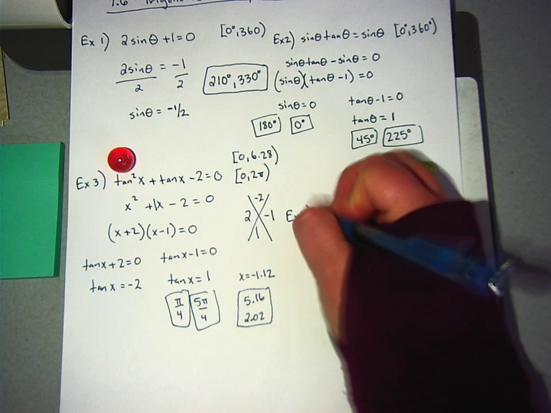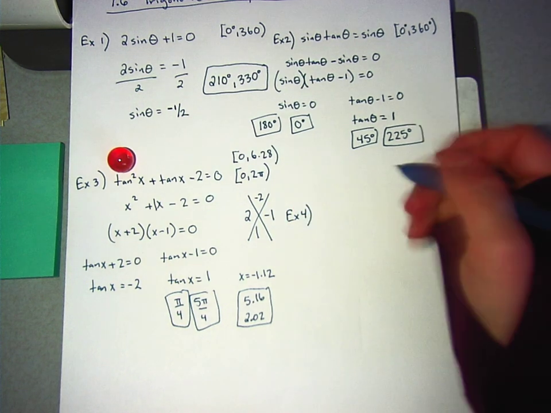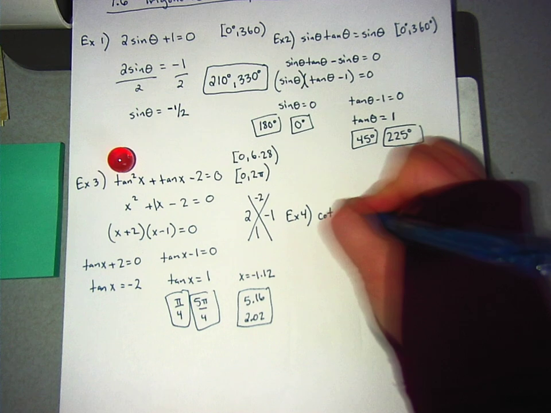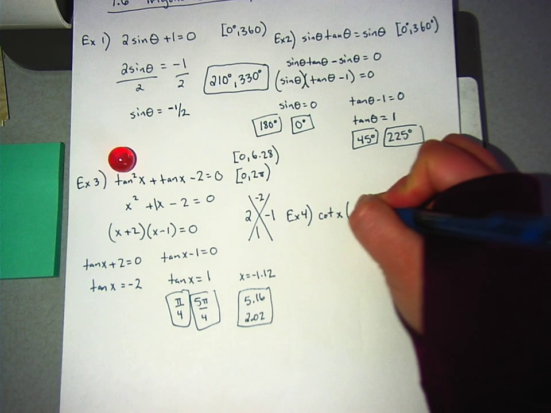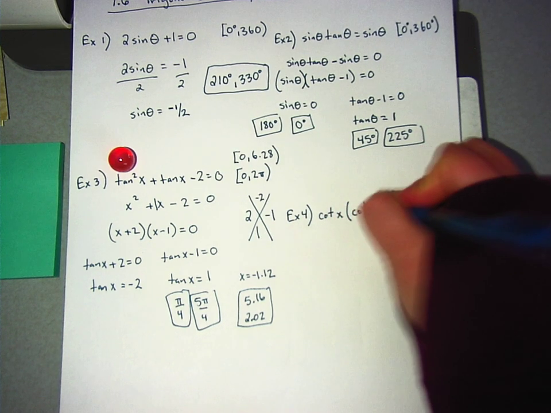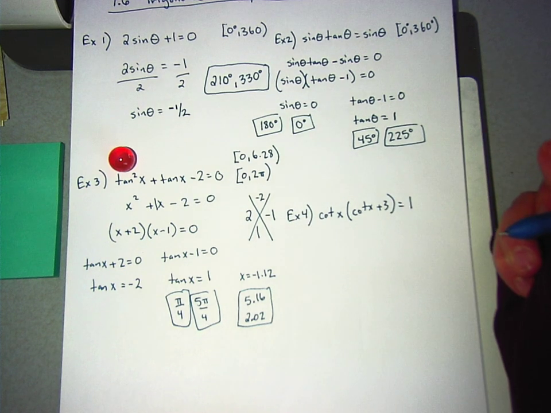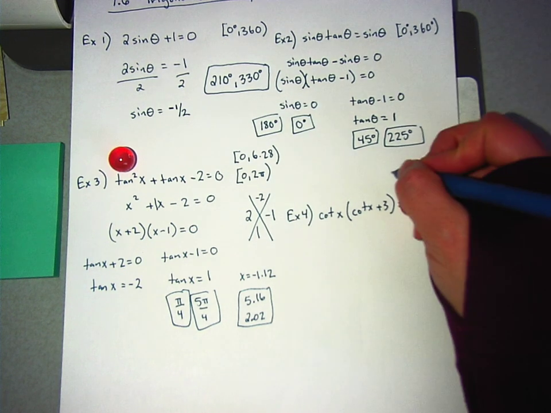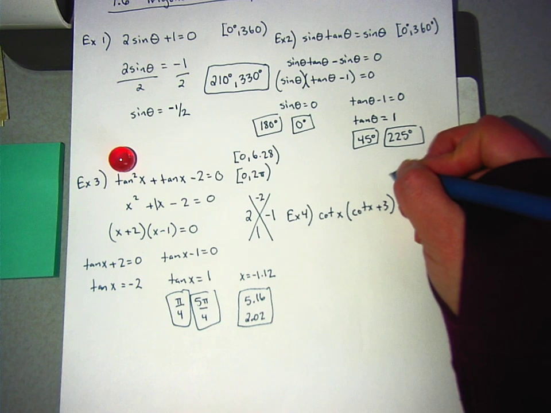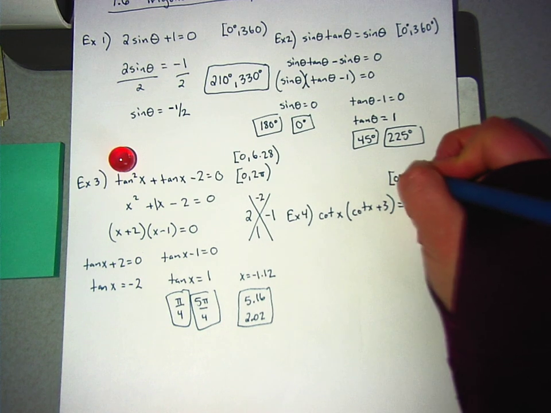Example 4. Cotangent x, parentheses, cotangent x plus 3, parentheses, equals 1. And I want my answers, we'll say, between 0 and 360.